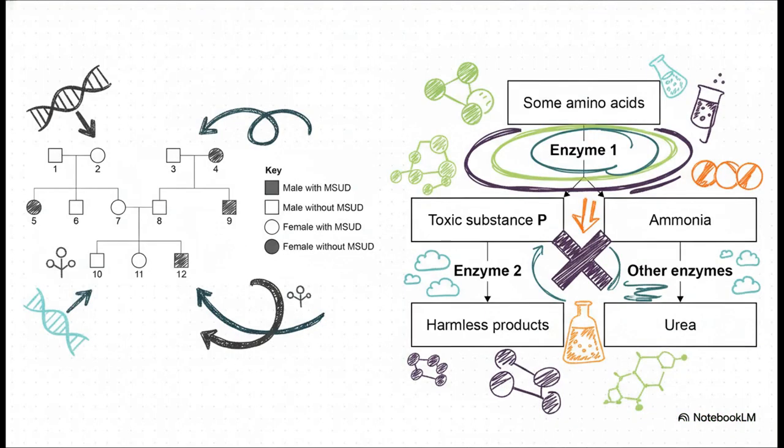So we're handed two key pieces of evidence. Over on the left, we've got a family tree, a pedigree chart that shows us how this condition, MSUD, has been passed down. And on the right, there's a diagram showing the exact biochemical pathway that goes wrong. Both of these are absolutely crucial.